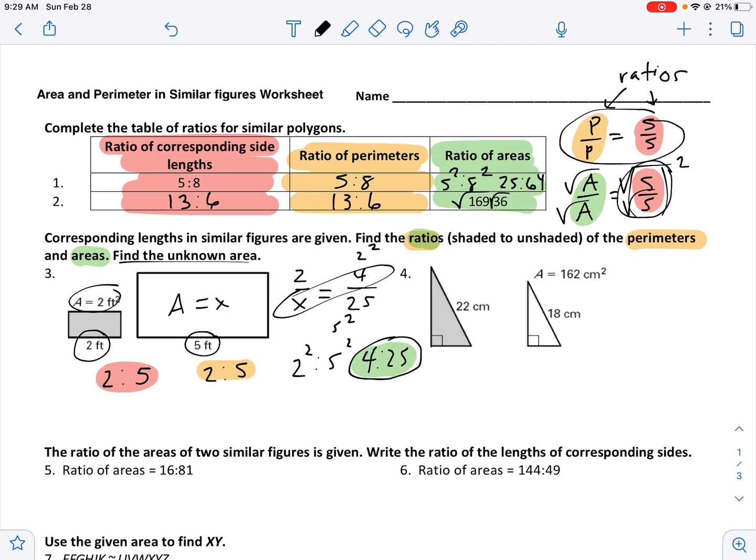All right, so cross multiply. 4x equals 2 times 25, which is 50. Divide by 4, and you get that the area is 12.5.